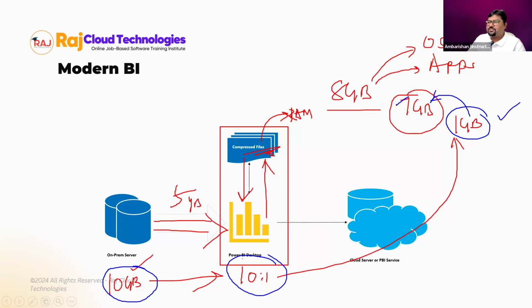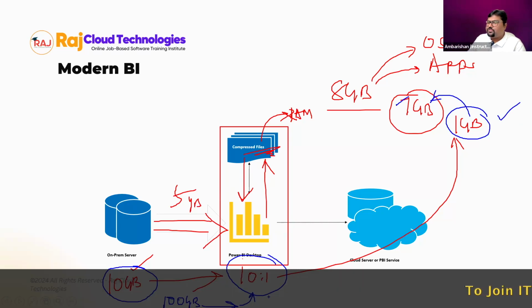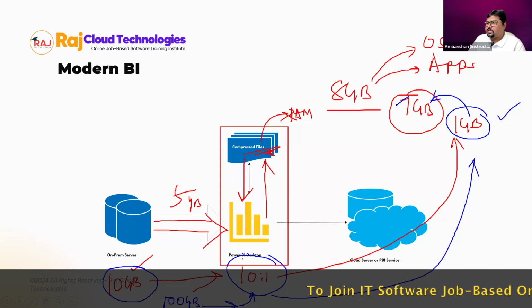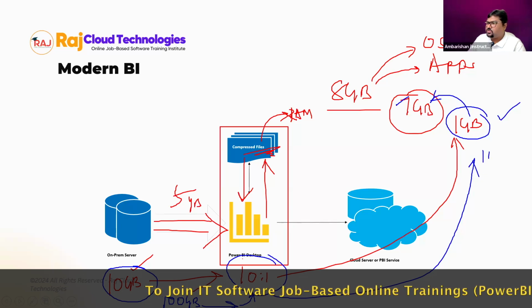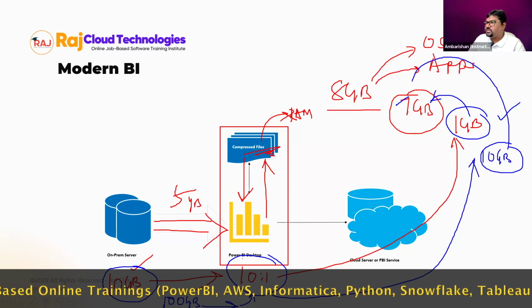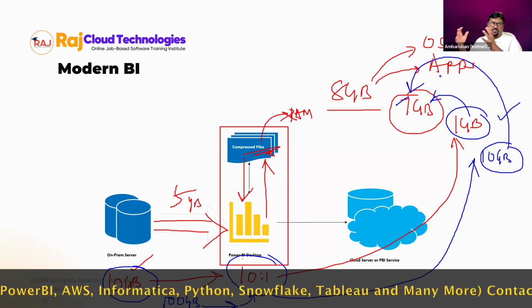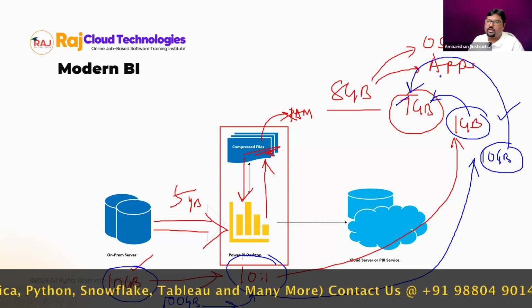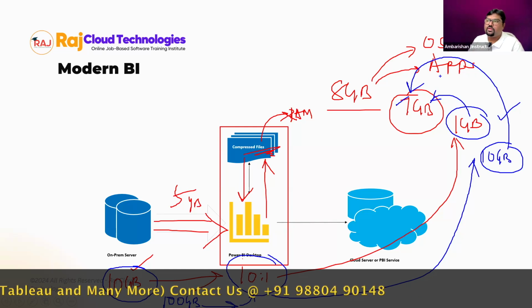Now, let's say, for example, you're sending about 100 GB of information. Now, what happens? The same 10:1 ratio. If you take that 100 GB, what happens? It goes and sits as 10 GB here. Can you store 10 GB of information in your 7 GB of RAM? The answer is no. I hope you're getting my point.